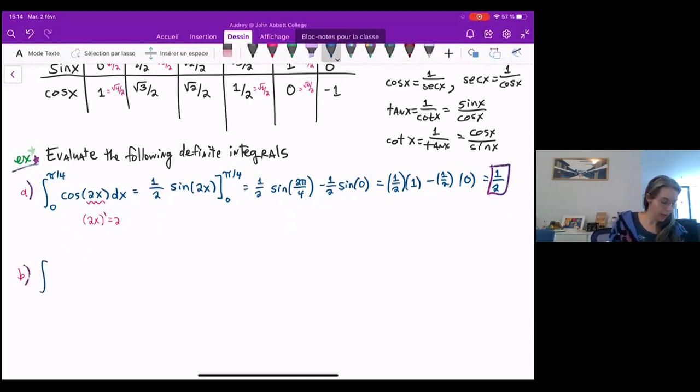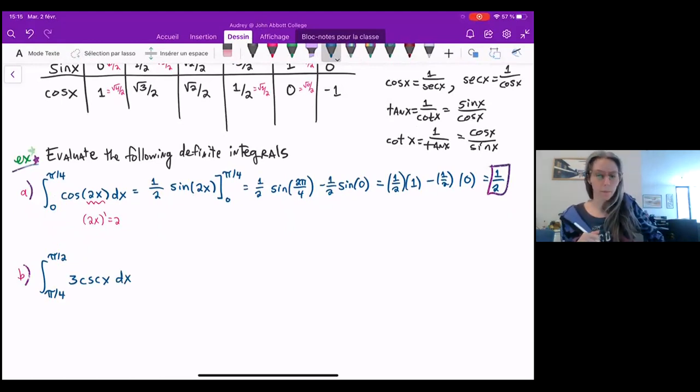So I'm going to look at the integral from pi over 4 to pi over 2 of 3 cosecant x dx. And again, I'm keeping it simple to start just because I really want to talk about this plugging in thing. So cosecant is a known form now. It's one of our new ones that we saw in the trig integrals video.